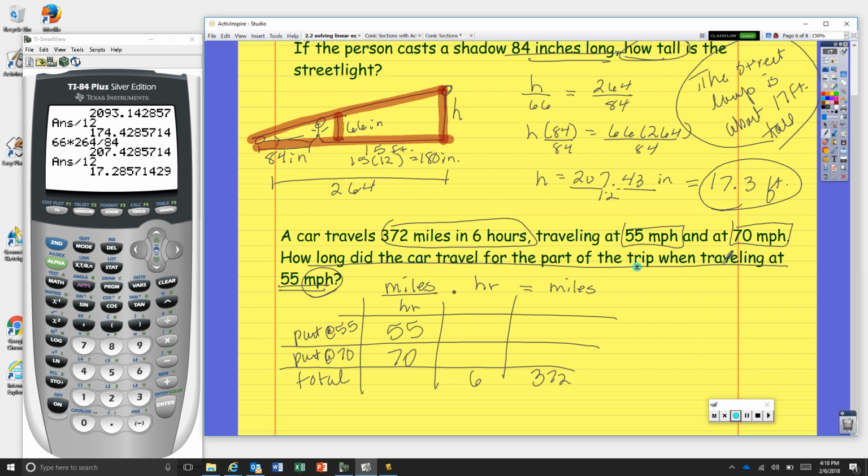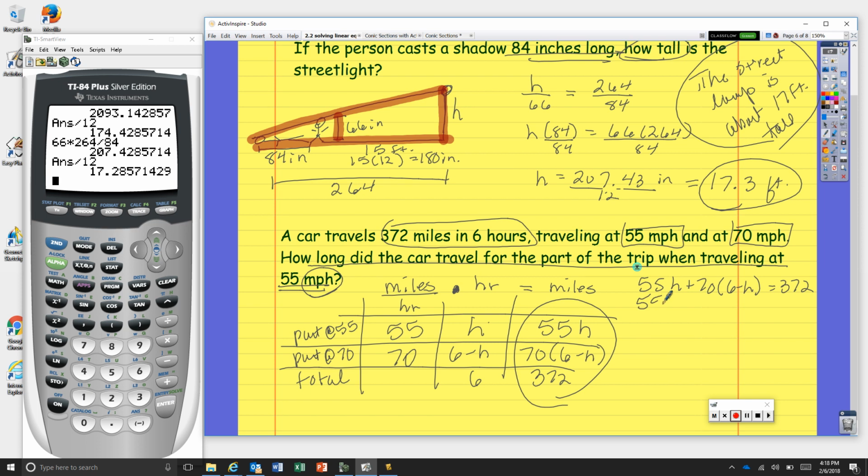How long at 55? H. I don't know that. So if this is H, this one we don't know, but the total is 6, how can I represent this in terms of H? Total minus H, so 6 minus H. This says to multiply, so this gives me 55H. This gives me 70 times 6 minus H. And right here, I end up with my equation. 55H plus 70 times 6 minus H equals 372.